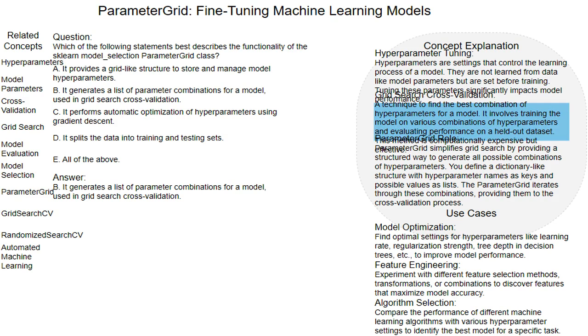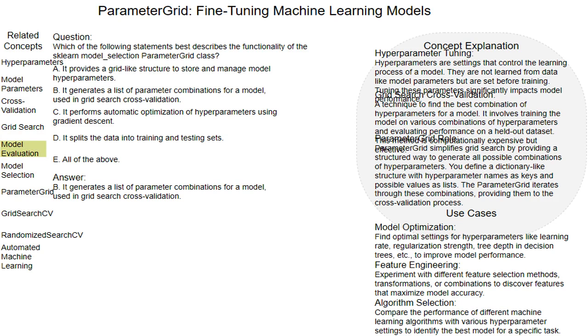Grid search: a method to find the best hyperparameter combination by trying out all possible combinations within a defined range. In a recommendation system, grid search can be used to find the best combination of hyperparameters for a collaborative filtering algorithm to improve the accuracy of personalized recommendations.